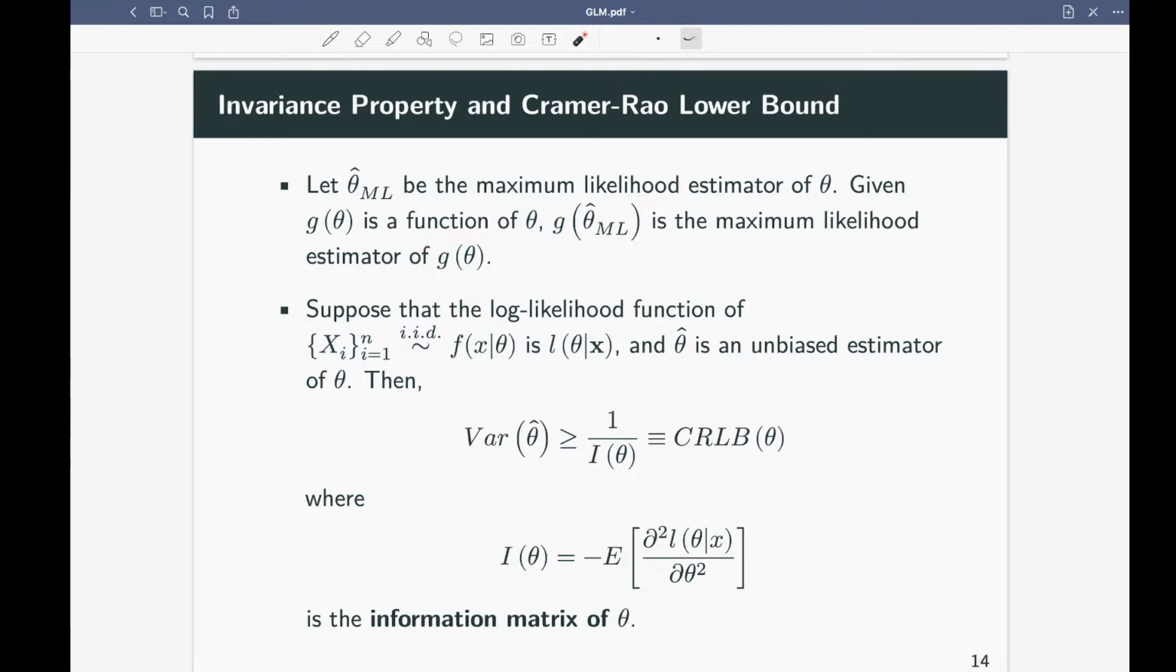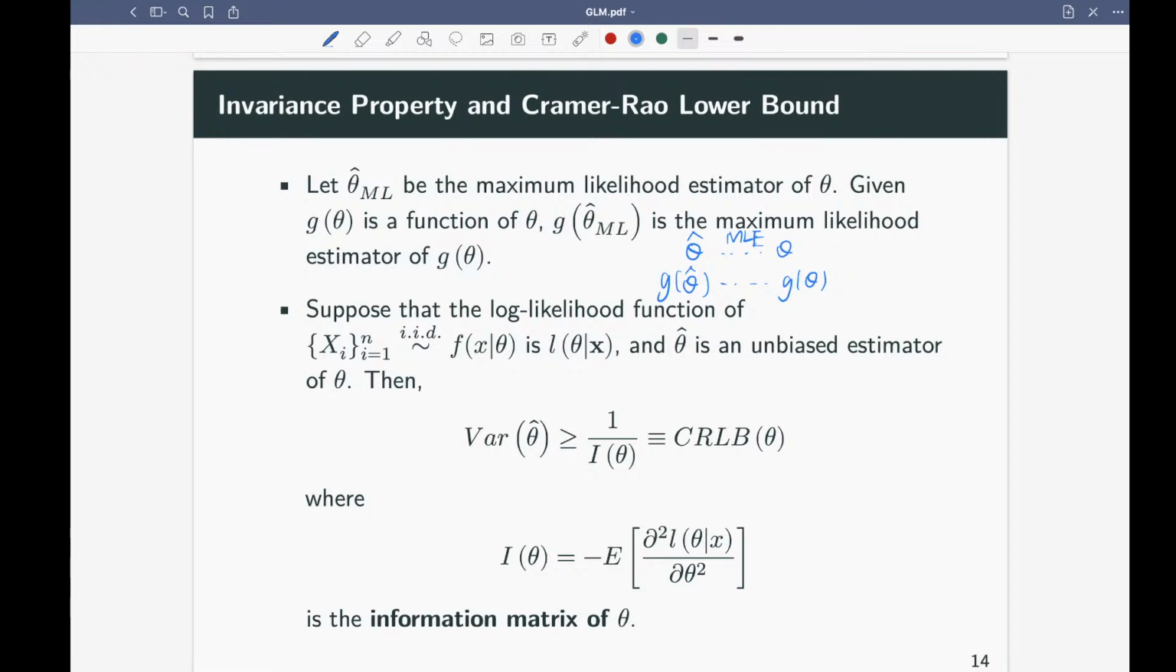Okay, so here theta hat is the MLE of the theta, and G of theta hat is the MLE of G of theta. Okay, so you can do the functional transformation. With this property, it is very easy to use another form to explain this MLE.